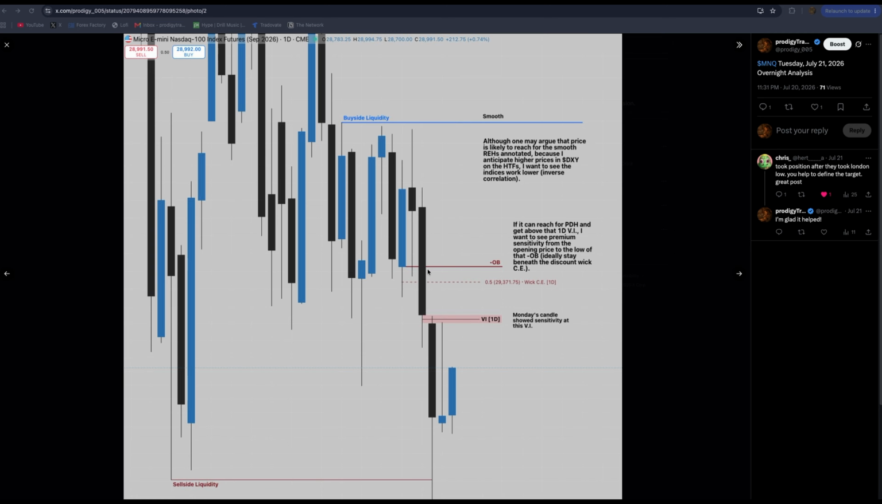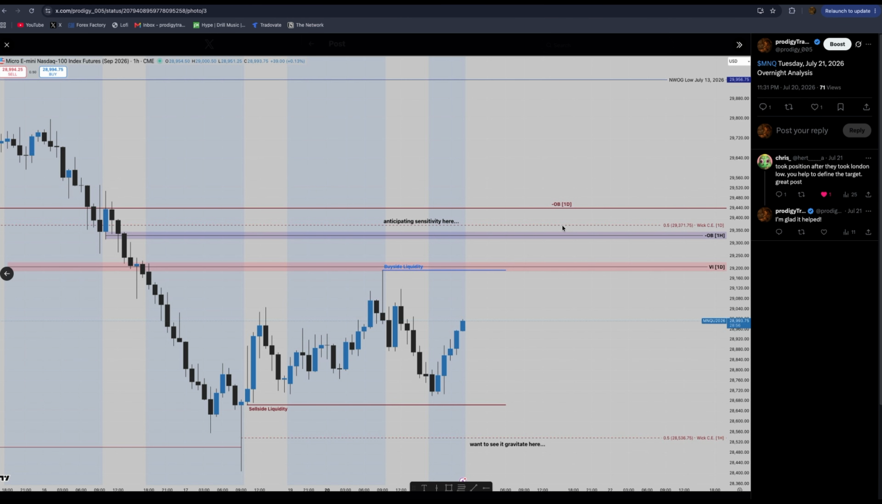Ideally, I wanted to see it remain beneath the consequent encroachment of the wick, because wicks, again, are inefficiencies. So if it can remain in the lower half of the wick, that is a sign of weakness. And then on the hourly chart, we can see that bearish order block's opening price, the consequent encroachment of that daily wick. I've just annotated this 1 hour bearish order block. Same thing here from the opening price to the low, because it's overlaying those daily key levels. You can see the bearish order block, opening price, and the wick.